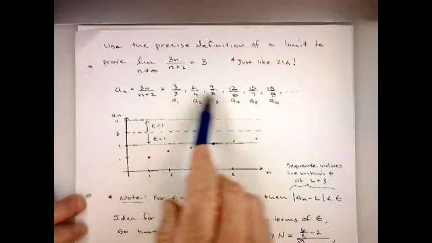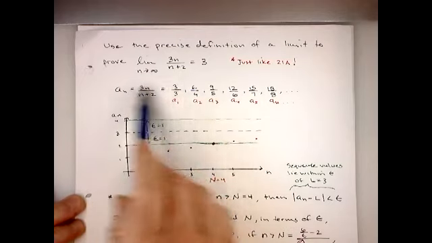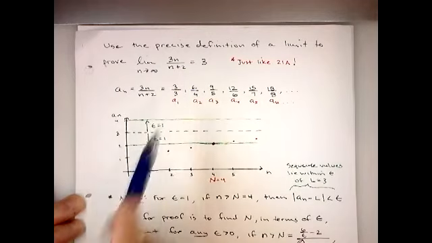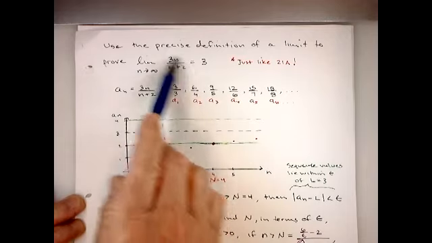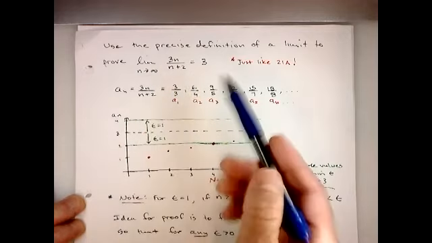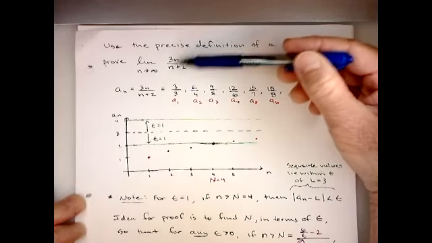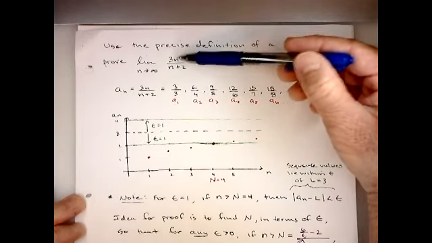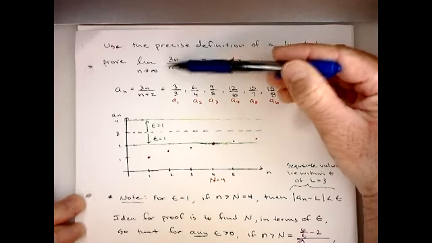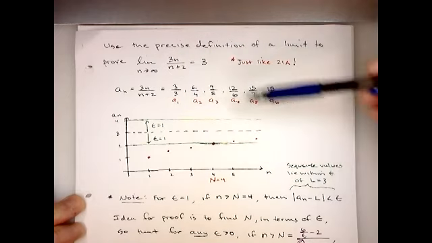I wrote out some of the terms here, and we know that to decide if it converges or diverges, we would take the limit of that sequence. And we know, either using L'Hopital's rule or looking at the powers and noticing that the powers are the same, that this limit's just going to be 3 over 1. Okay, so the limit is 3.